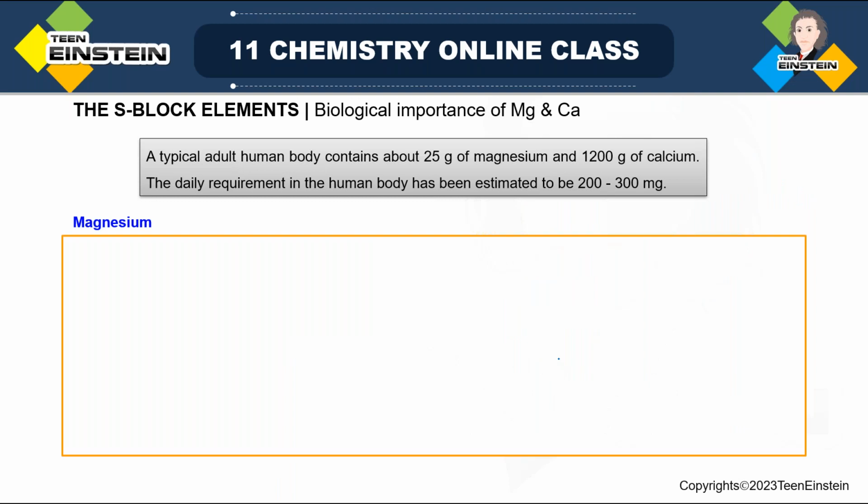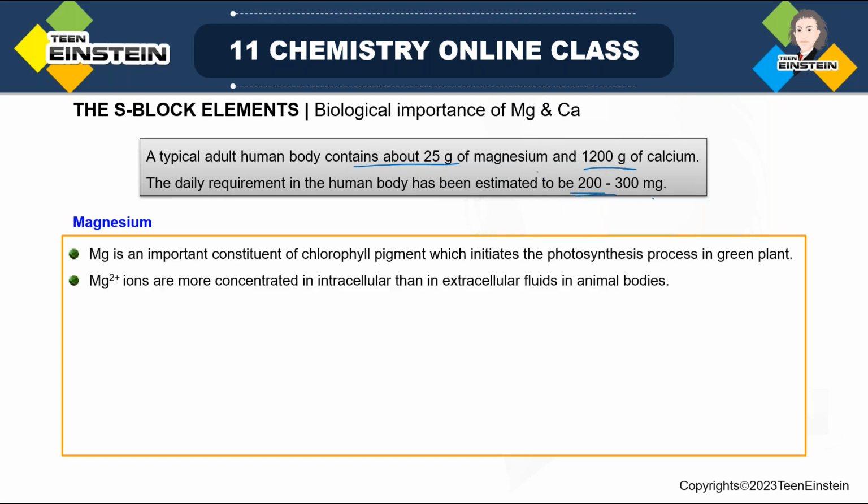Now the last topic we are left with: biological importance of Mg2+ and Ca2+. Remember in group 1 also we have seen the biological importance of sodium ion and potassium ion. So a similar type of importance we also have for Mg2+ and Ca2+. A typical adult human body contains about 25 gram of magnesium and 1200 gram of calcium. It is larger, and the daily requirement is estimated to be 200 to 300 milligram. Now first we'll see the importance of magnesium.